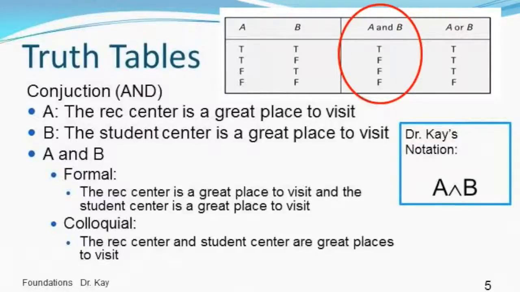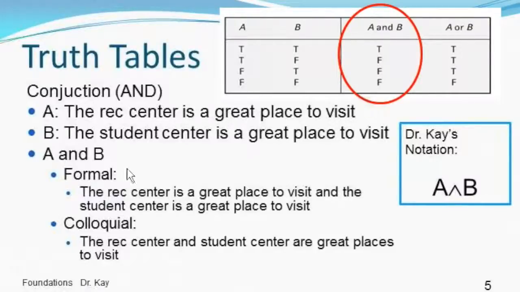Here is the truth table for conjunction. Conjunction is just a fancy name for and. If we have two statements, now we're calling our statements A and B. The rec center is a great place to visit is A. B is the student center is a great place to visit.